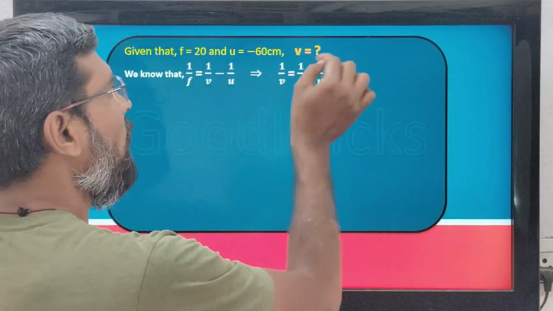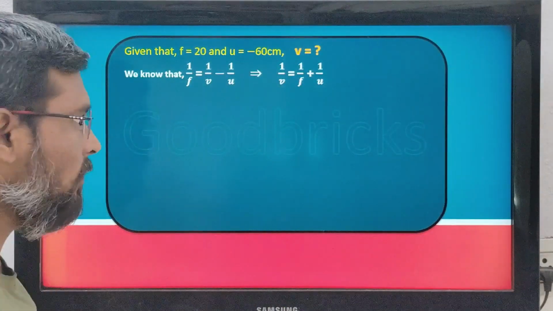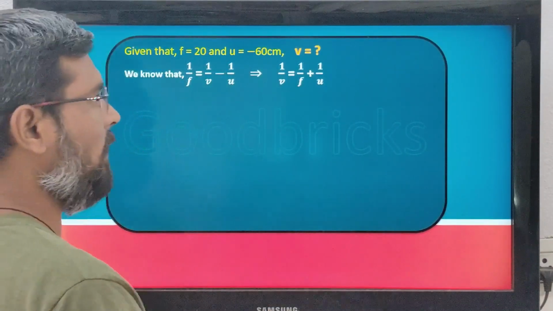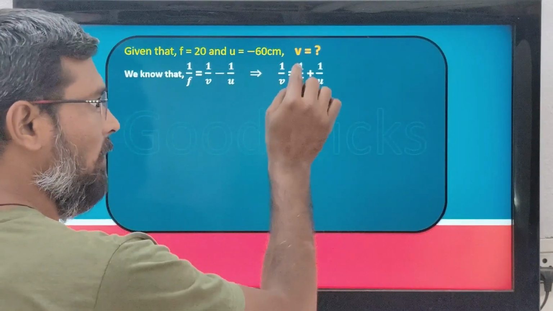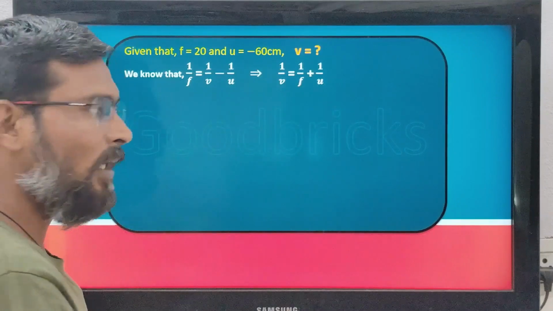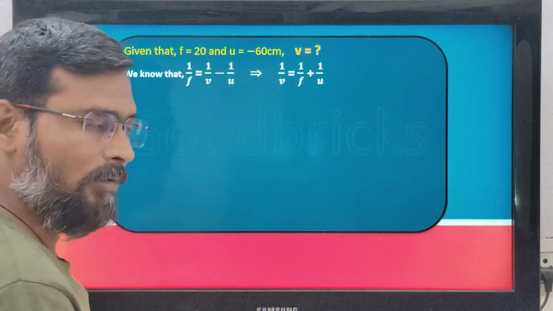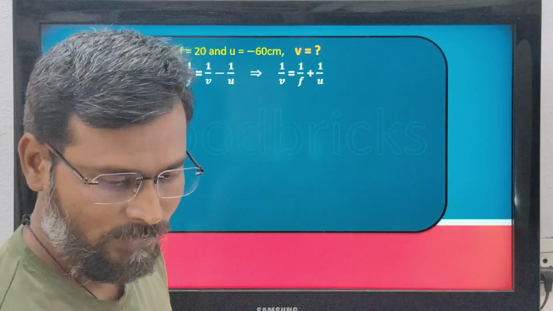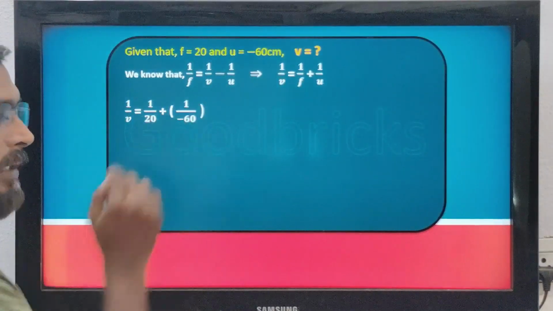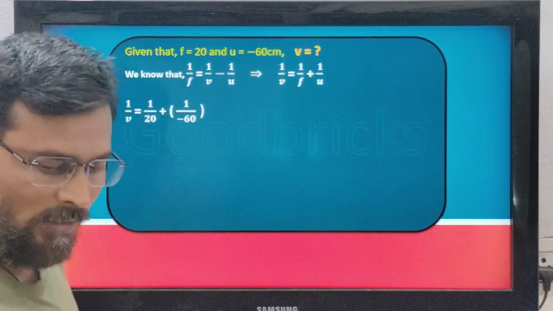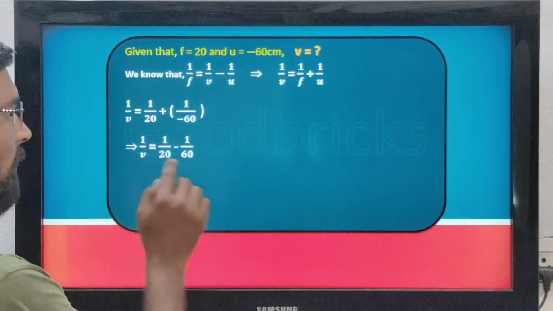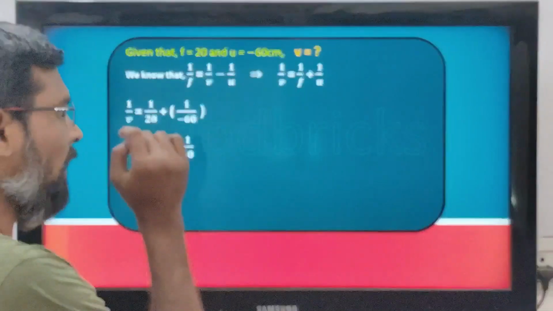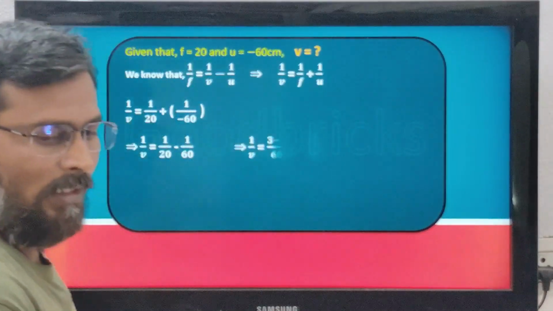Now we want to calculate V. So we are transposing this 1 by U. After transposing, 1 by V is equal to 1 by F plus 1 by U. In place of F, substitute 20. In place of U, substitute minus 60. When you substitute, you can write as shown here, and plus into minus, you have to write minus. And if you observe the denominators, the LCM will be 60.